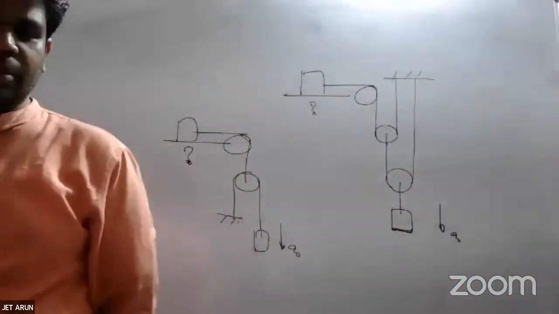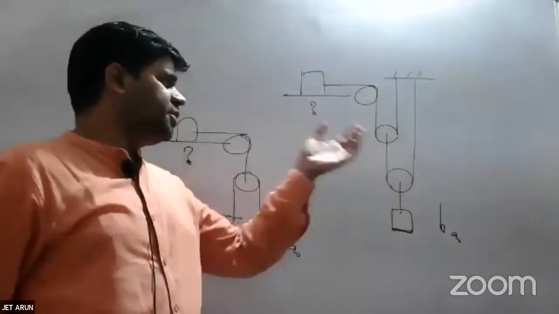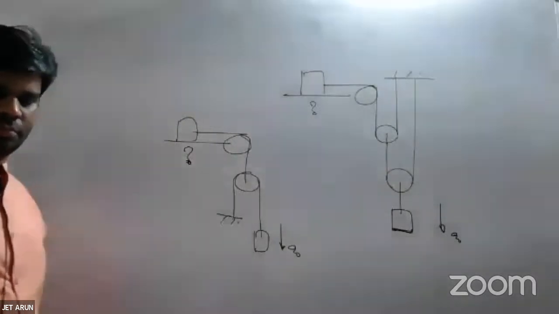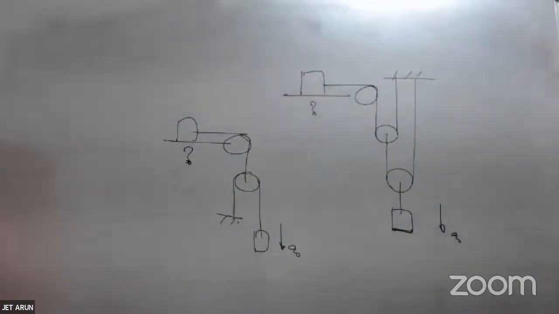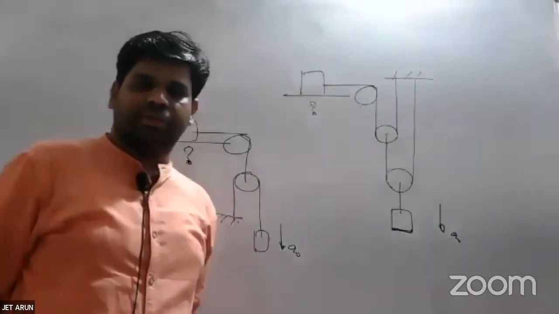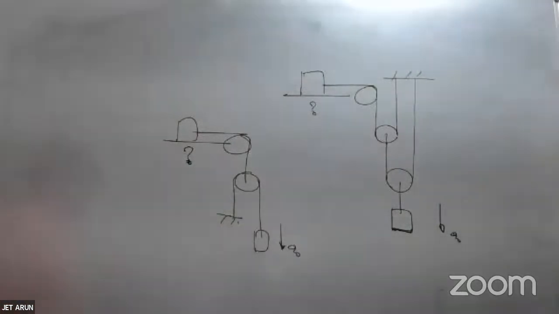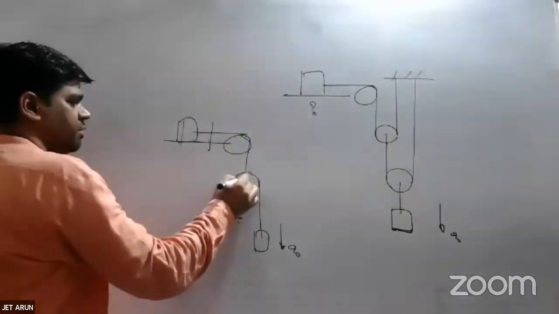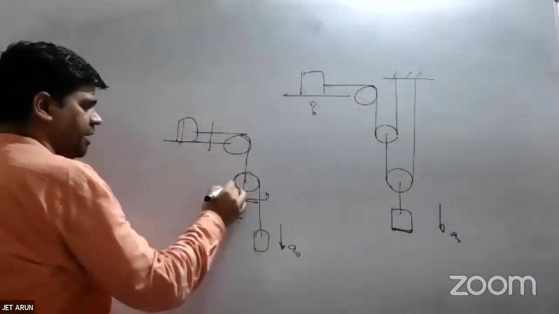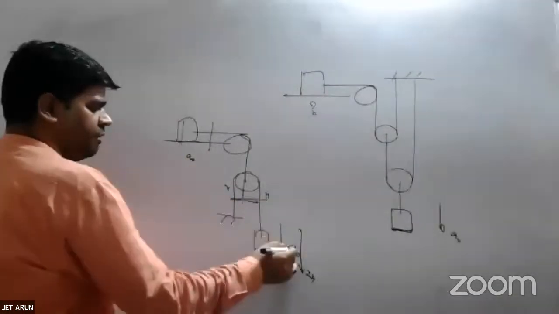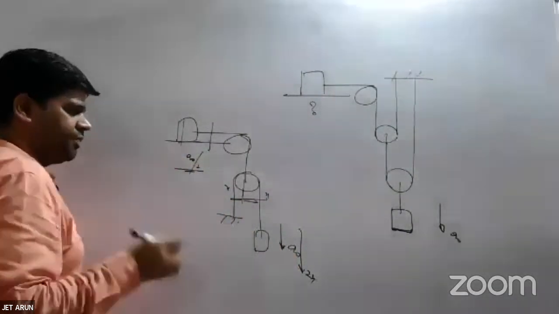Either use the push-pull method: this moves by x, the string slackens by 2x, the pulley moves by 2x. Or use the pulley method, the pulley equation. I'll do it for this one. If this moves by x, this pulley moves by x, the string slackens by x and x, 2x. This goes by 2x. So if this is A naught, this is 2A naught. If this is A naught, this is A naught by 2. This is one way of doing it.